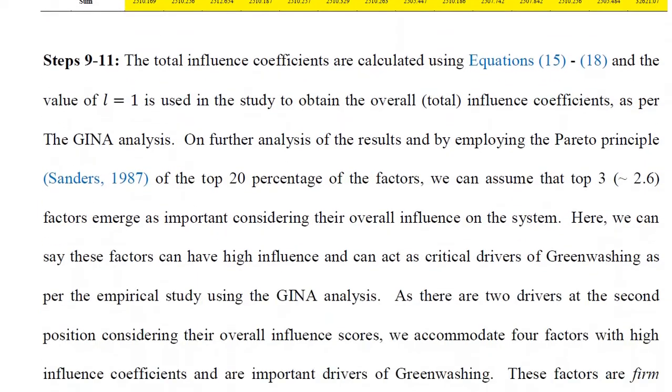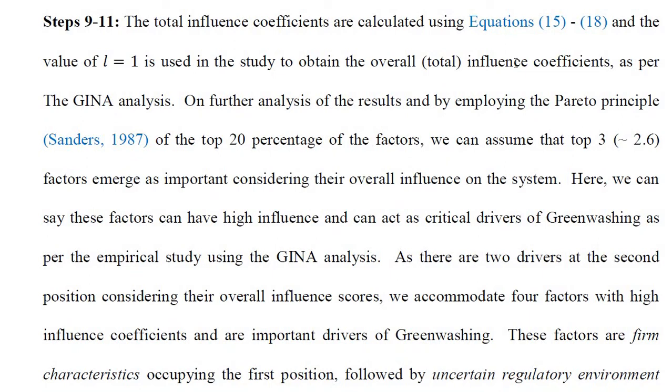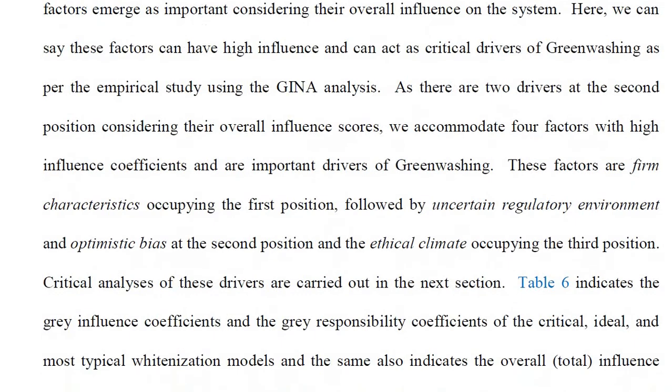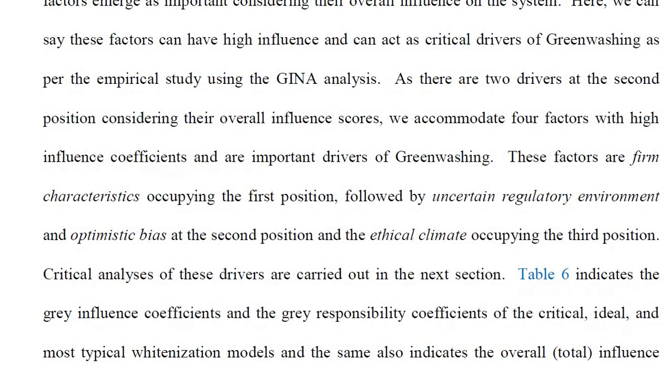Okay, so this is our further analysis. The Pareto principle we are applying, that is, the top 20% of the factors. There are 13 factors involved in the study, so 20% of 13 comes to 2.6, which you can round to 3. So the top 3 factors we can identify as the main factors involved in the study. These factors for this particular purpose are firm characteristics, then uncertain regulatory environment and optimistic bias. So we can say that the uncertain regulatory environment and the optimistic bias can be in the second position.